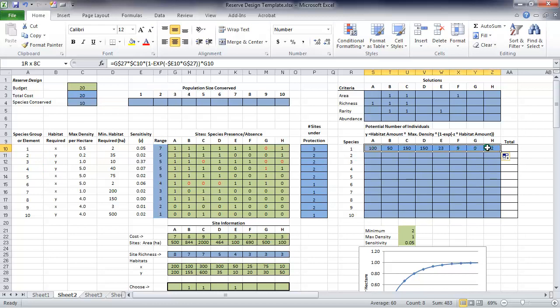So we'll copy this and we'll paste it into row 14, row 15, row 16, and row 18.